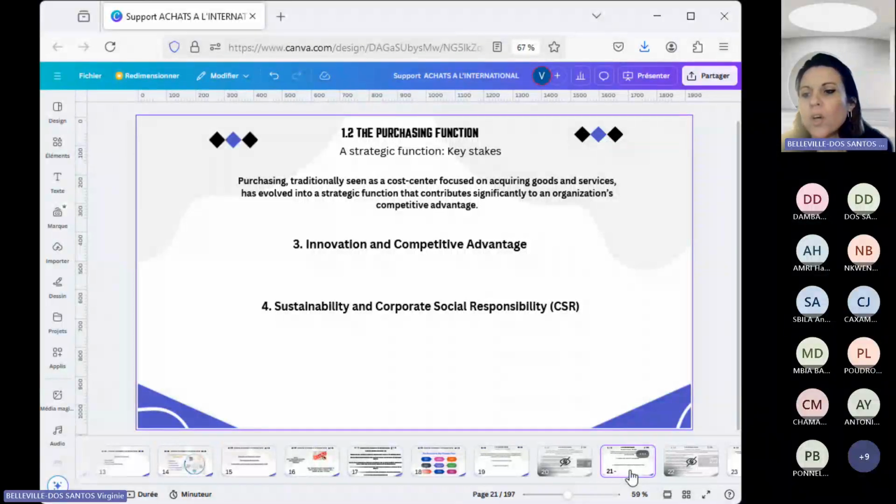about two main points. The first one is sustainable sourcing. Companies are increasingly held accountable for their supply chain's environmental and social impact. Strategic purchasing ensures sustainable practices such as reducing carbon footprints and avoiding exploitative labor. The second one is reputation management. Ethical procurement enhances brand reputation and stakeholder trust.